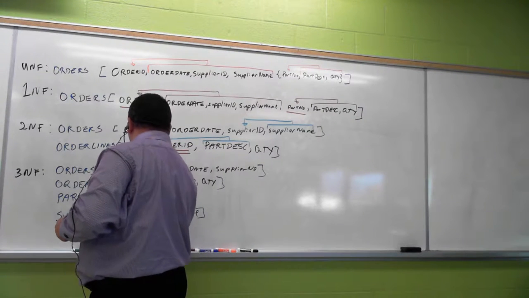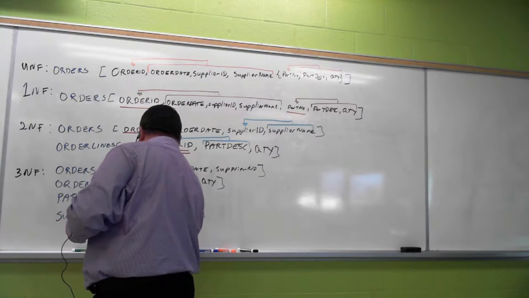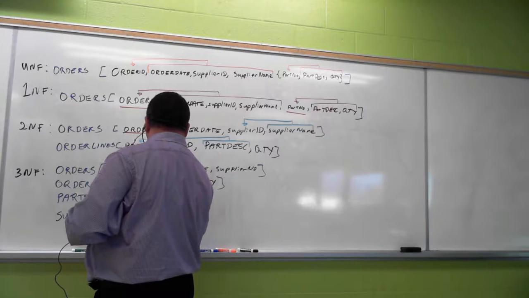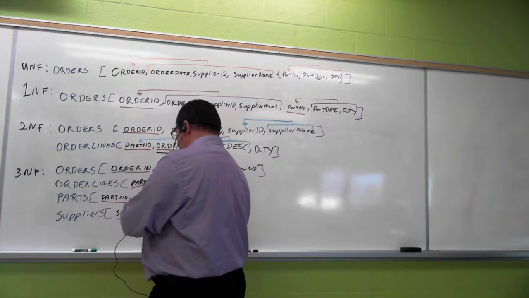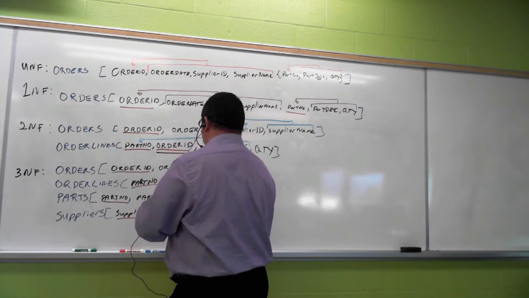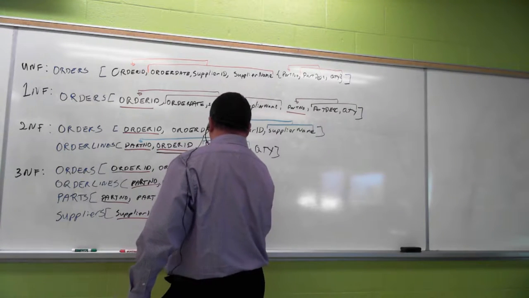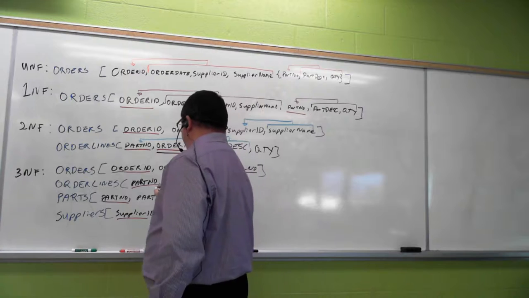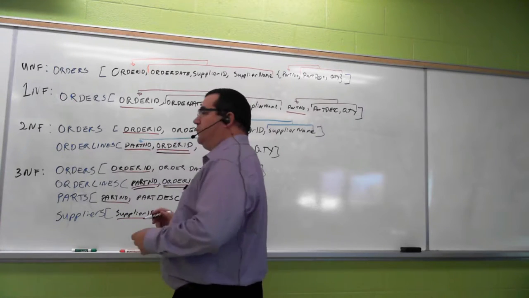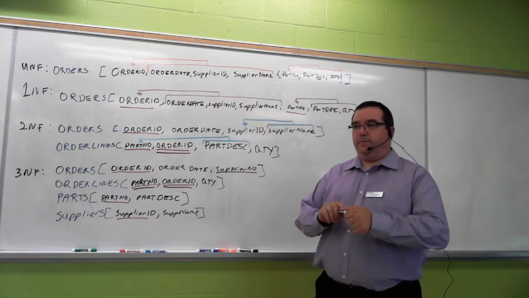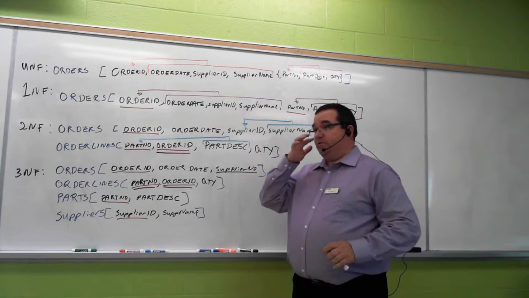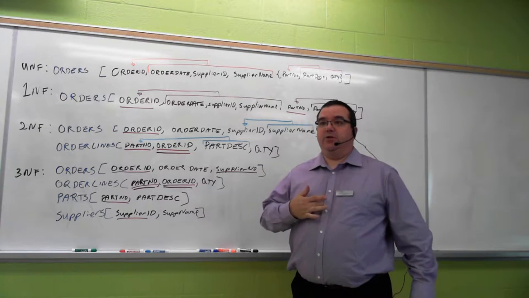Identify all our primary keys, which, and in here the order ID is also a foreign key. That's a foreign key. That's a foreign key. That's third NF. This should look very, very familiar.